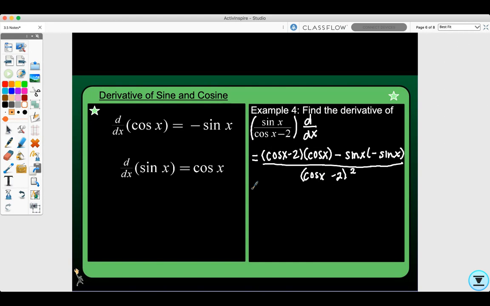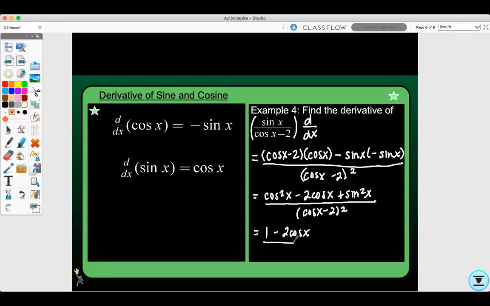So let's go ahead and simplify this. Let's distribute our cosine x and our sine x's. So I would have cosine squared x minus 2 cosine x plus sine squared x all over, and usually with our denominators we don't distribute just in case anything can factor. So it'd be all over cosine x minus 2 squared. And then I notice that I have a trig identity, cosine squared x plus sine squared x. That equals 1. So I would have 1 minus 2 cosine x all over cosine x minus 2 all squared. And that is your completely simplified form.